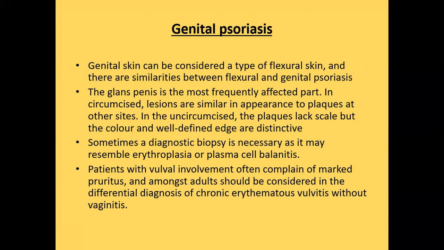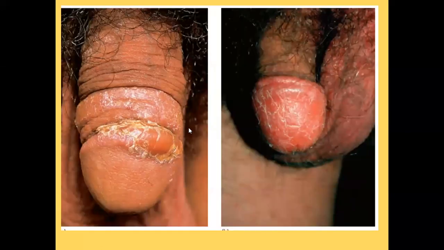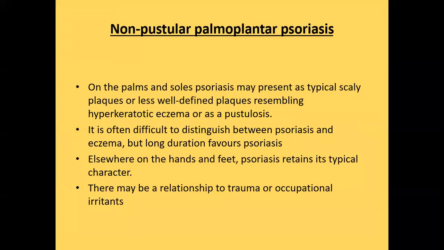Patients with vulval involvement often complain of marked pruritus and should be considered in the differential diagnosis of chronic erythematous vulvitis without vaginitis. These are the typical lesions of plaque psoriasis on the glans and shaft of penis in circumcised males.